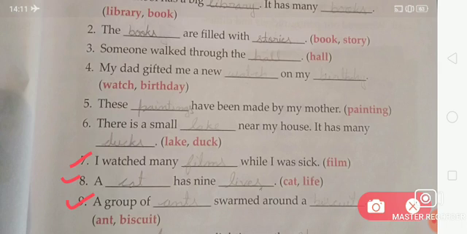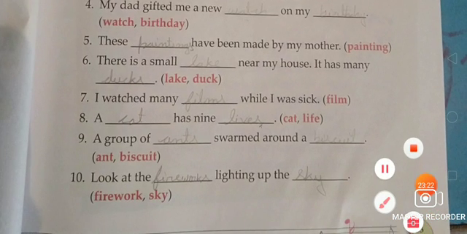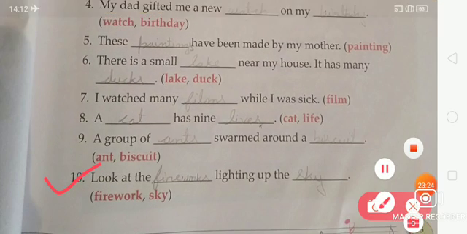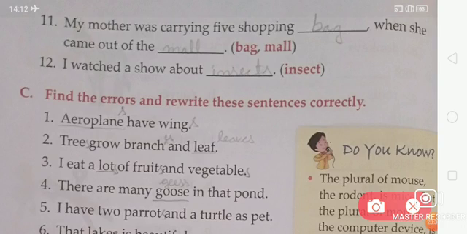Number 9, a group of dash swarmed around a dash. So we will write on the first blank, a group of ants swarmed around a biscuit. Okay. So just like this you have to write. In number 10, look at the dash lighting up the dash. So we will write on the first blank, look at the fireworks lighting up the sky.